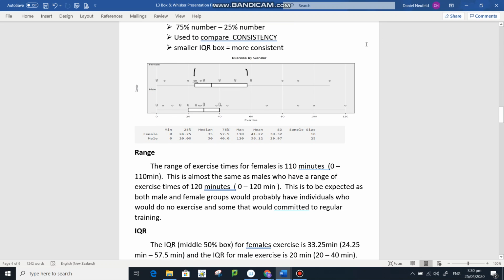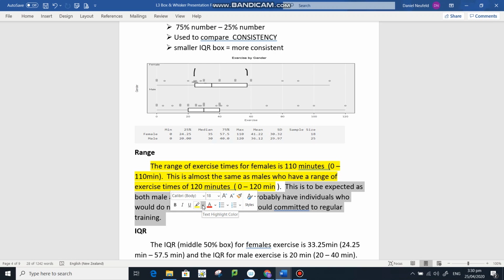Okay, so for range, I talked about the range and what it is. Again, just doing these kinds of things and doing your comparison is your achieved. Good. We try to get into detail. This is expected, as male groups would have individuals that do no exercise and others that are committed to more regular exercise. Again, this is almost excellence, especially if we back it up.